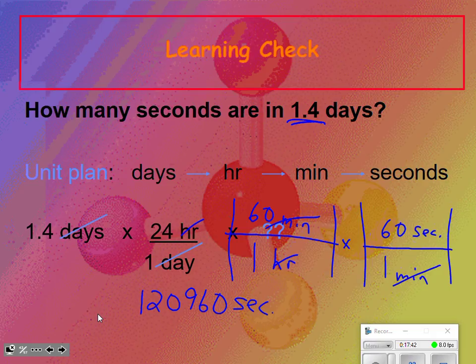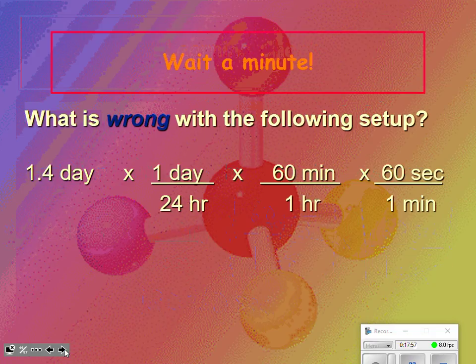Okay? 2 sig figs. You go back to the original 1. So that would be 2 significant figures. We'll talk about that tomorrow. Now, flipping back over to this one. What is wrong with the following setup?